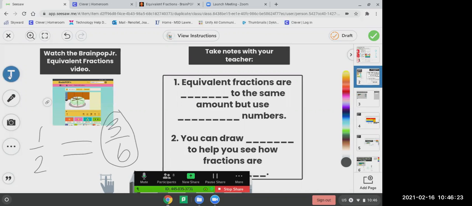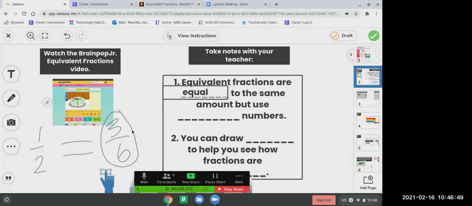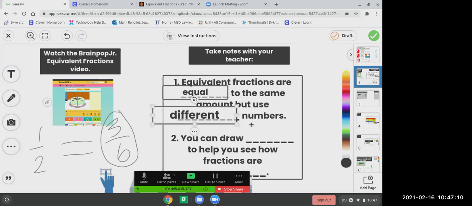Let's type that into our sentence together. We're going to use the type tool first. Equivalent fractions are equal to the same amount, but use different numbers. Let's use our type tool again, and we'll type our word different. Go ahead and check that you have equal and different typed into number 1.